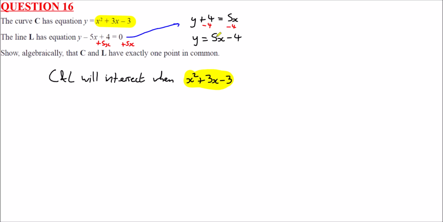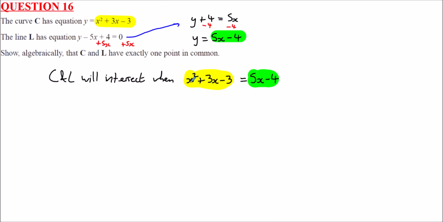So the lines intersect and have points in common where one value of y, for curve C, is equal to the other value of y, for straight line L. So we're going to meet when this equation, or this expression, is equal to the other. So essentially now we're solving a quadratic.